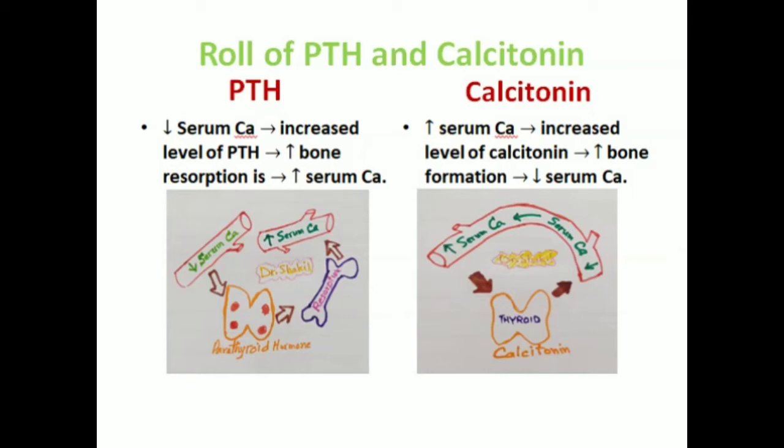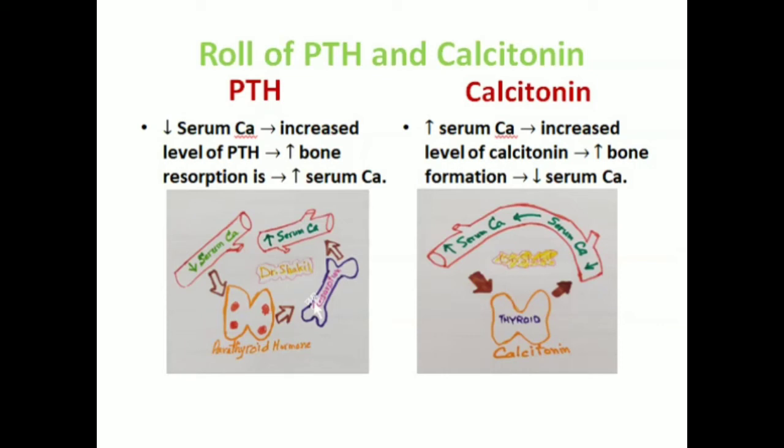In this diagram, the serum calcium is shown as low. It will stimulate the parathyroid gland. It will secrete the PTH, and the PTH will stimulate resorption, and due to this resorption, the calcium will move from the bone to the blood, and the serum level of calcium will be balanced.